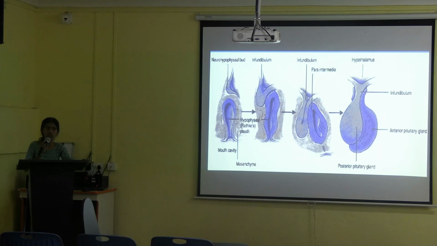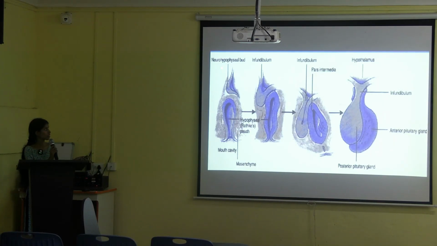Okay, for the neuroectoderm source, it is derived from the neuroectodermal or ectodermal lining of the third ventricle as well as hypothalamus. Okay, remember these points. So this bud what you are seeing is derived from your third ventricle cells and also from the hypothalamus cells. First it will form a small bud-like structure that is called neurohypophyseal bud. Here it was called hypophyseal bud.